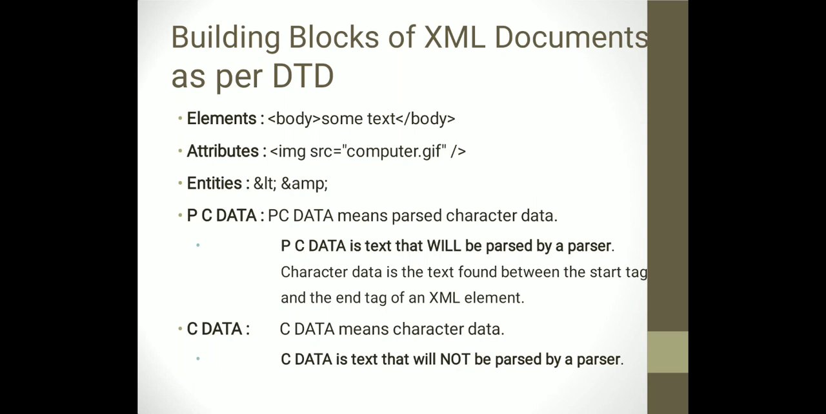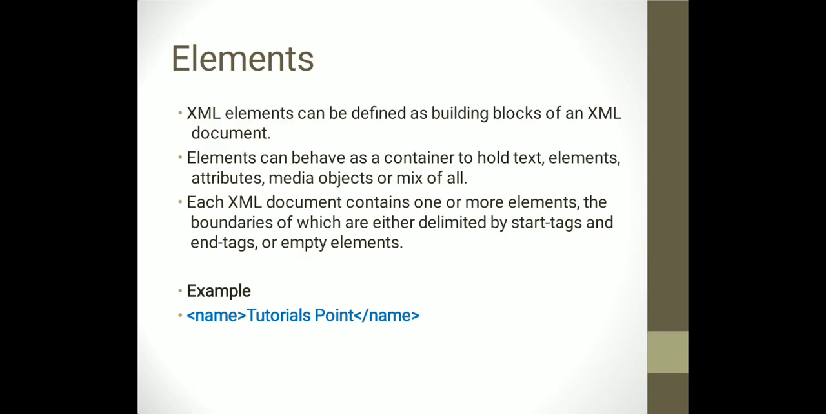So what can they be? They are elements, attributes, entities, and remaining as PCDATA and CDATA. Sorry, PCDATA and CDATA. So PCDATA means parsed character data, and CDATA means character data.